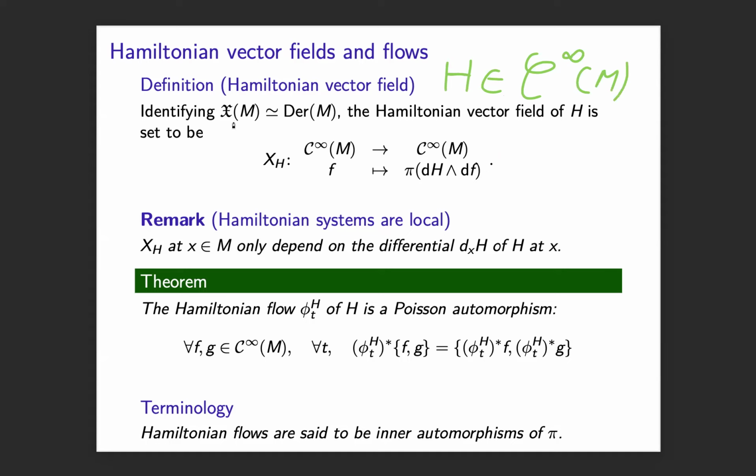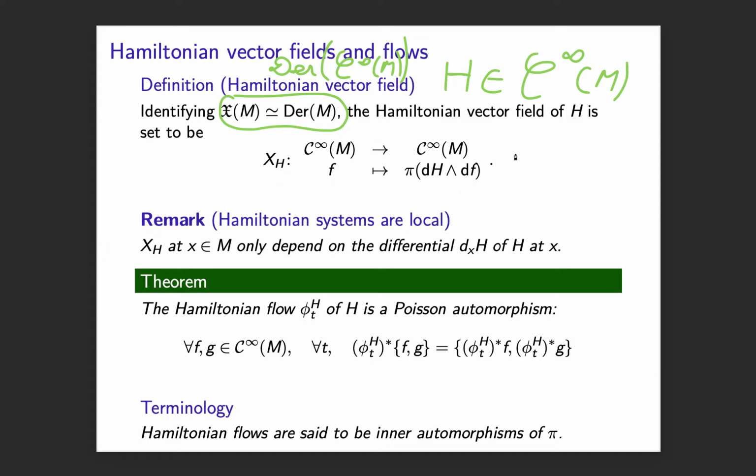And we identify vector fields with derivations on C infinity of M. So probably I should say derivations of C infinity of M would be more clear, more than derivations of M. And then the Hamiltonian vector field of H is said to be X_H at a function f equal pi dH wedge df.